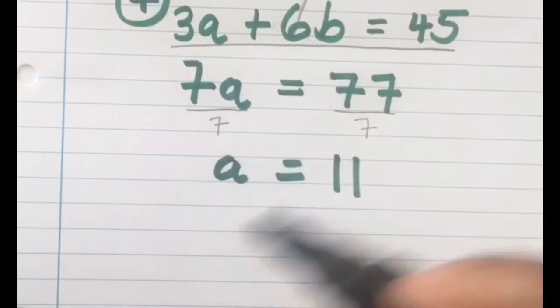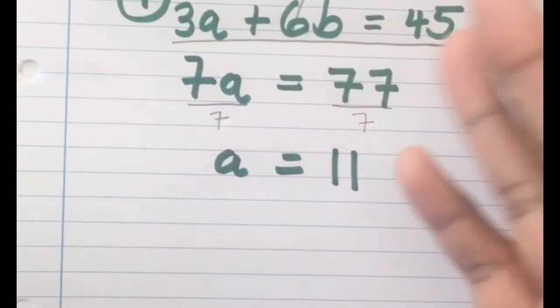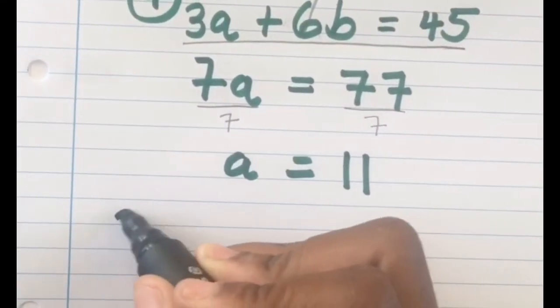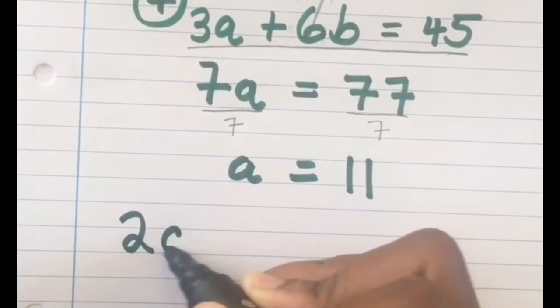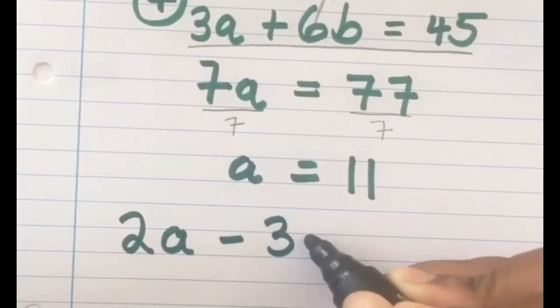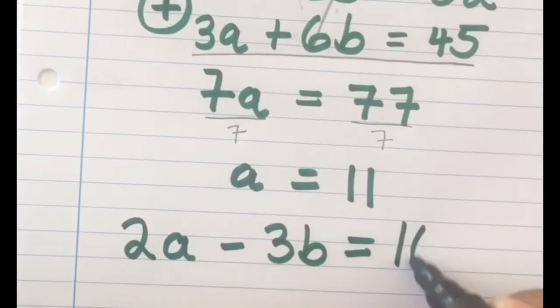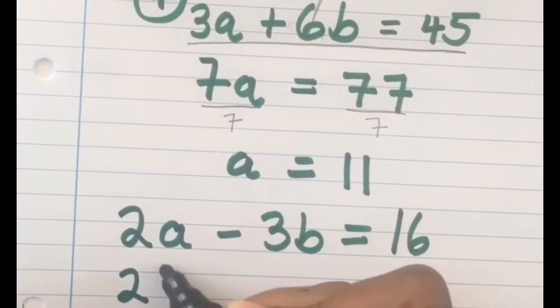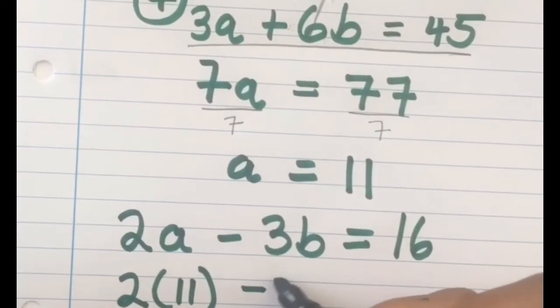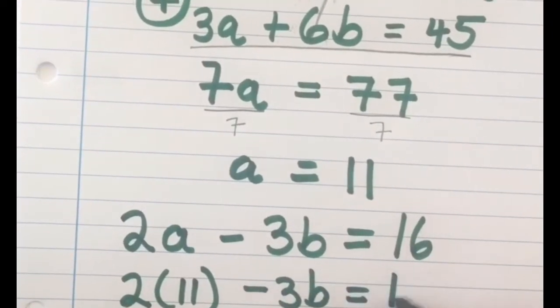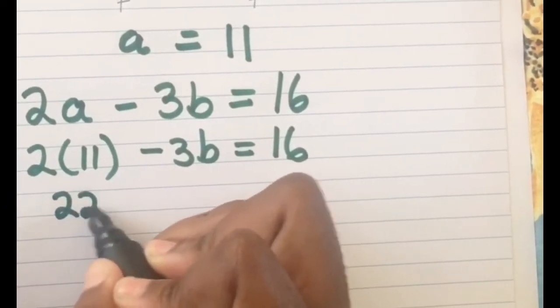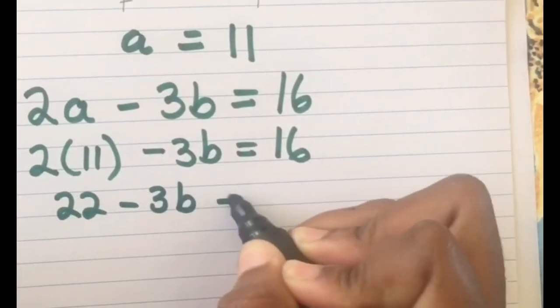Because I'm now going to go back and try to find my value of b now that I know what a is. So I'm going to go back and choose either of the equations. Let me say I decide to choose this first one. That's perfectly fine, whichever one you're comfortable with. So I'm going to say this is 2 times 11 because now I know what a is. The rest don't change. Then I continue. That is going to be 22 minus 3b equals 16.